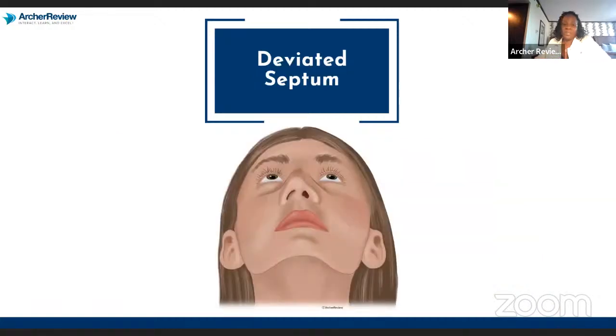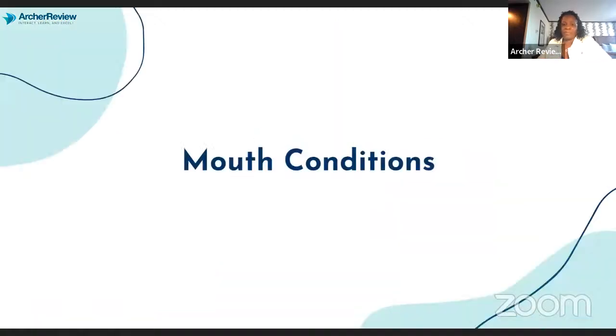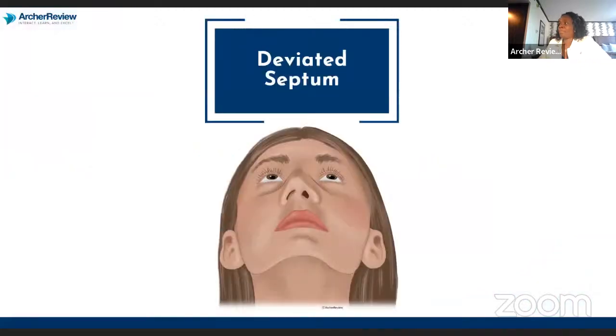Okay, let's move on. A deviated septum. The most common disorder you will come across is a deviated septum. They are benign, which means they're harmless, but once in a while they may affect the way a patient breathes or even the way they sleep, and they may require some type of surgical procedure to correct it.